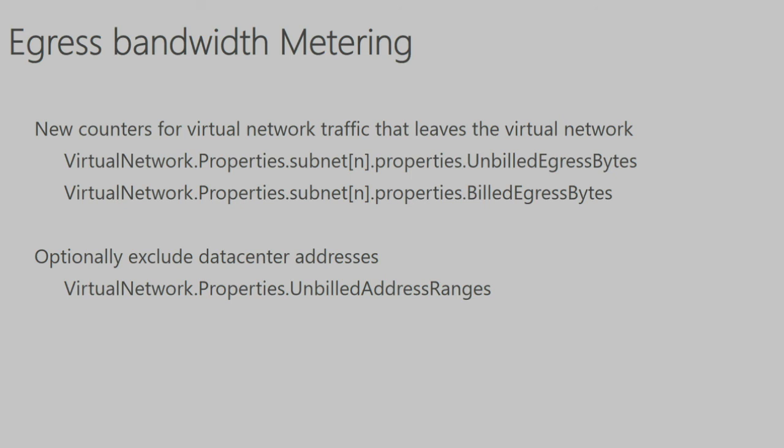You can have subnets that are excluded from the billed bytes because there may be services within the data center that are outside the virtual network that you don't want to bill a customer for. And so you can put the subnet that those services are on in the unbilled address range, in which case you won't be billing your customers for accessing those subnets.